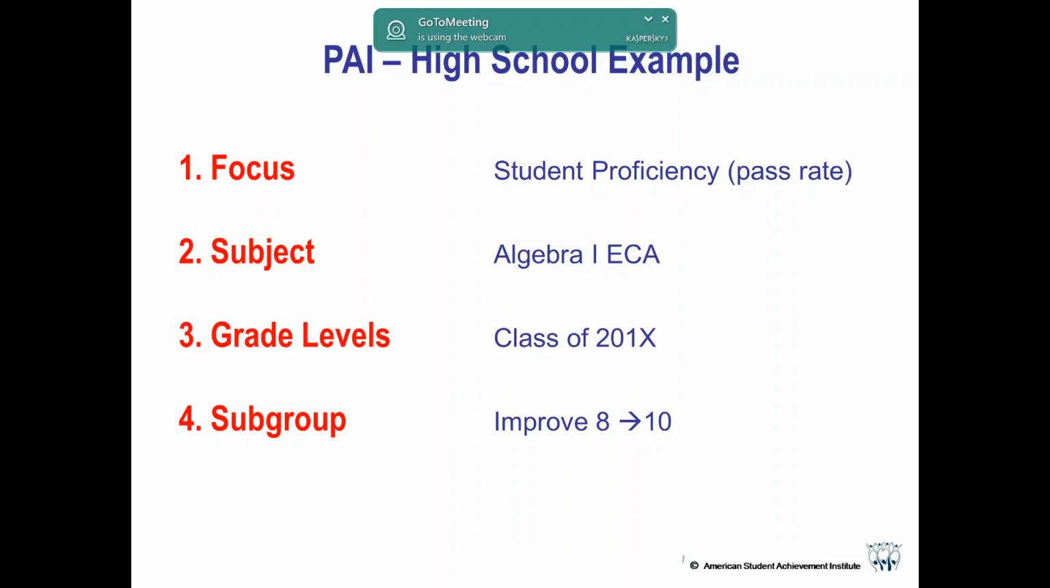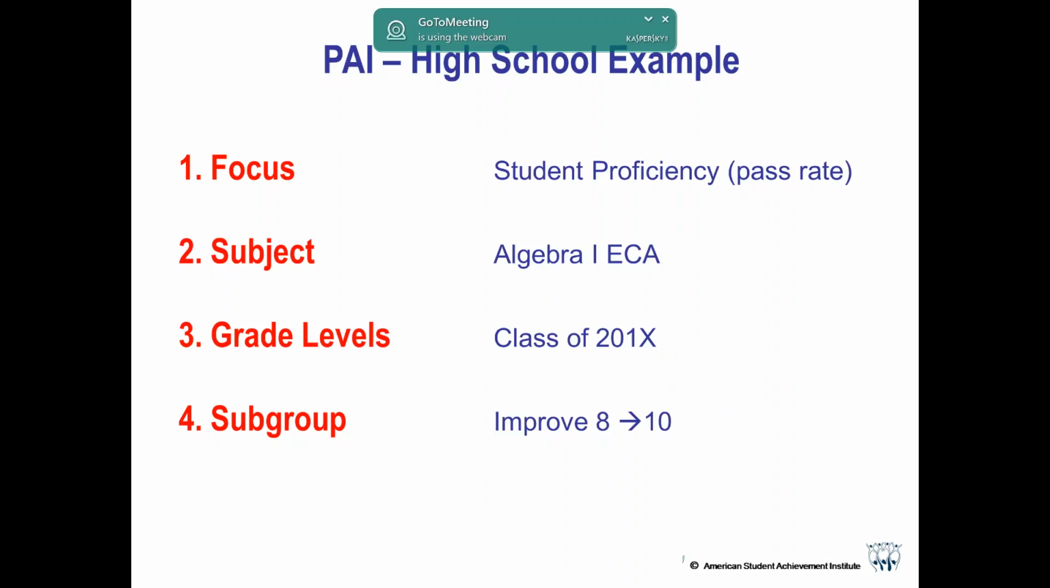Here's a high school example. Again, I'm working on student proficiency or pass rate on the Algebra 1 end of course assessment. My grade level is the class of 2018 or whatever. And then my subgroup is, I'm working to improve the percentage between 8th grade and 10th grade. So these are our broad areas.